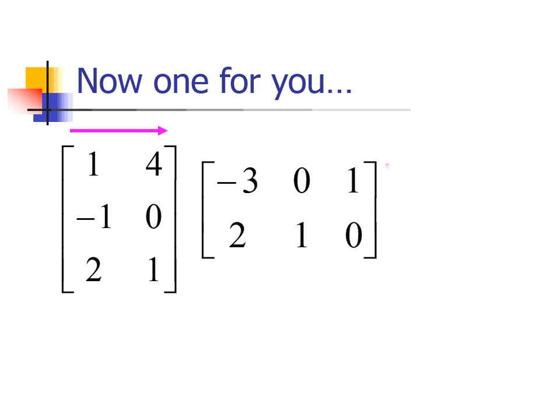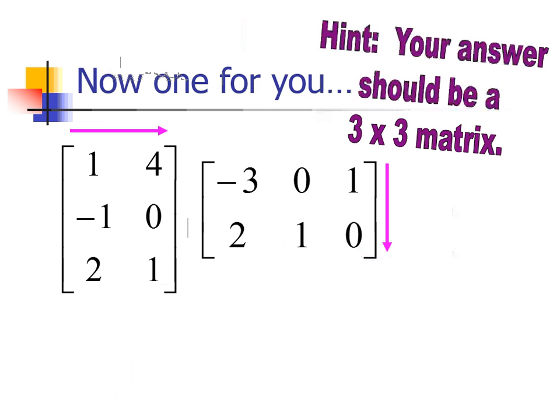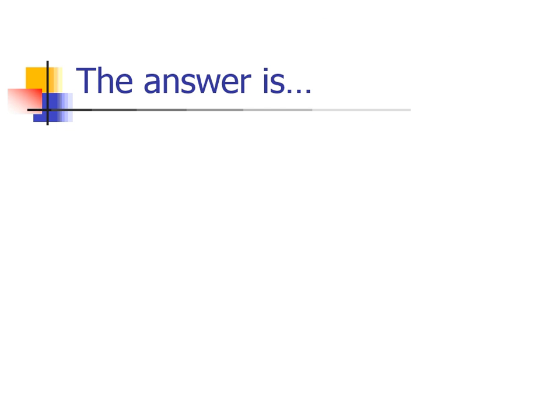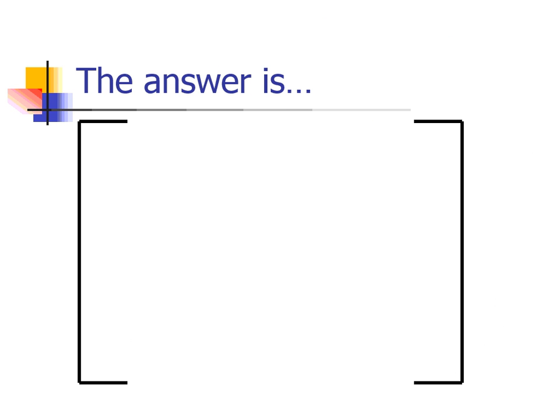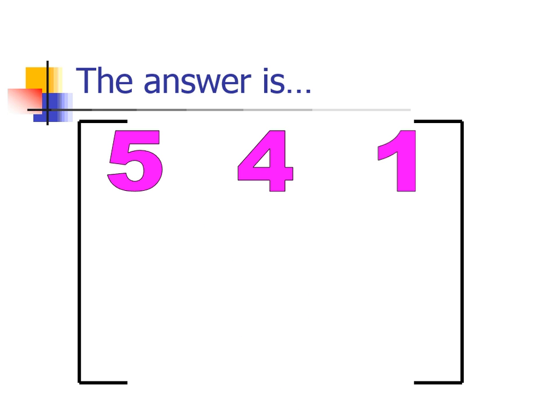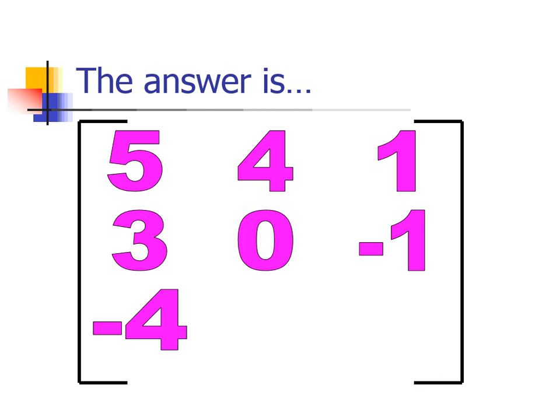So I have one for you to do. You're going to take this 3 by 2 and multiply it by this 2 by 3. Okay? And just as a hint, your answer should be a 3 by 3 matrix. So pause the video, see if you can answer that question, and we will check our answers once you start playing the video again. All right, so your answer should be a 3 by 3 matrix, and your answers should be 5, 4, 1, 3, 0, negative 1, negative 4, 1, 2.